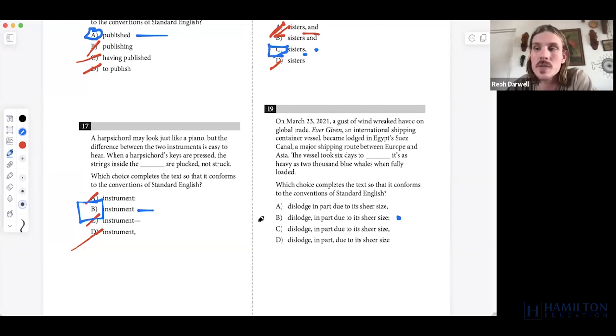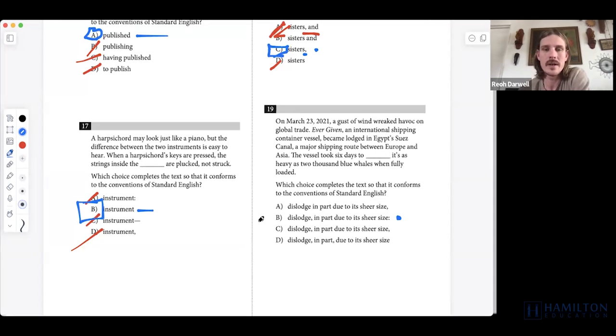What do we know about elaborations? We can create them with either a colon, like we see in B, or we can create them with a dash. We're not given the dash option. All right. The special thing about elaborations is what comes after that colon or dash doesn't need to be able to stand on its own. It's as heavy as 2,000 blue whales when fully loaded, couldn't stand on its own as a sentence, right? But it's nice to add here with a colon. All right.